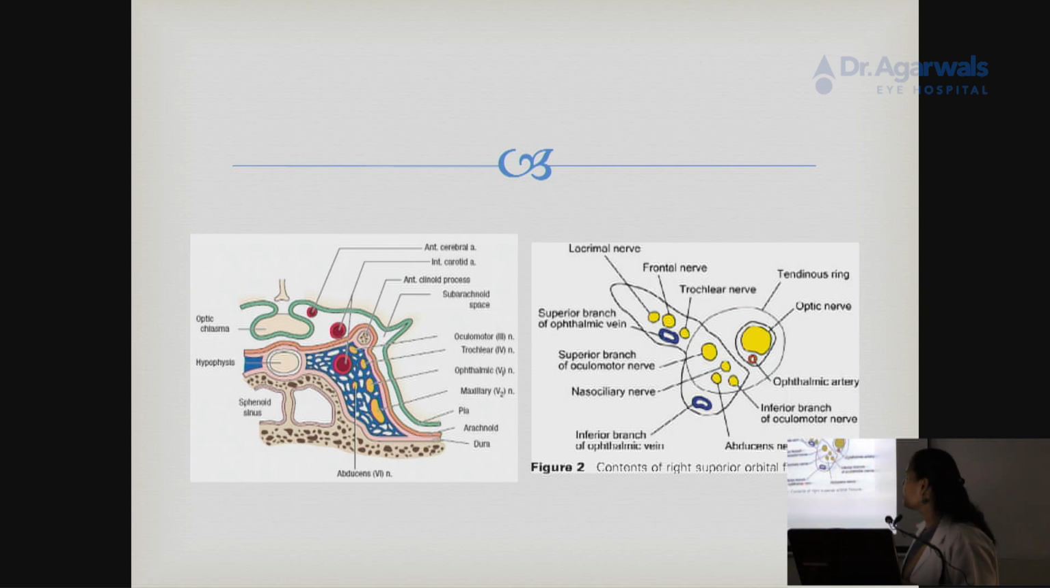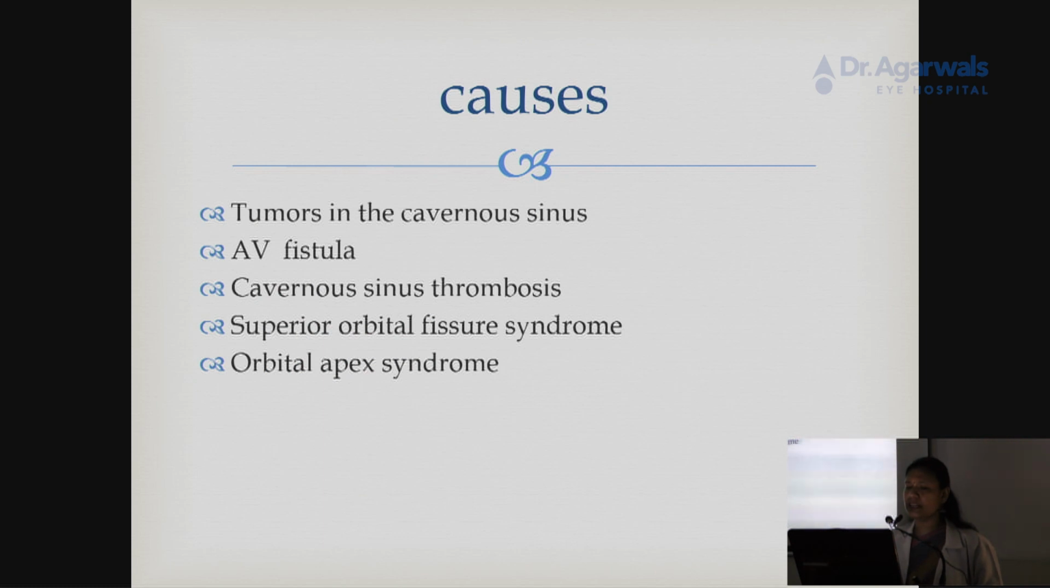Or in the superior orbital fissure, you have the lacrimal, frontal, trochlear, and then you have the upper division and the lower division of the oculomotor nerve, abducens nerve and nasociliary nerve. So these are the nerves which can get involved, and the optic nerve also can get involved in cases of superior orbital fissure, Tolosa-Hunt syndrome. So the causes could be tumors in the cavernous sinus, cavernous fistula, cavernous sinus thrombosis, superior orbital fissure syndrome, orbital apex syndrome. All these can lead on to multiple cranial palsies.